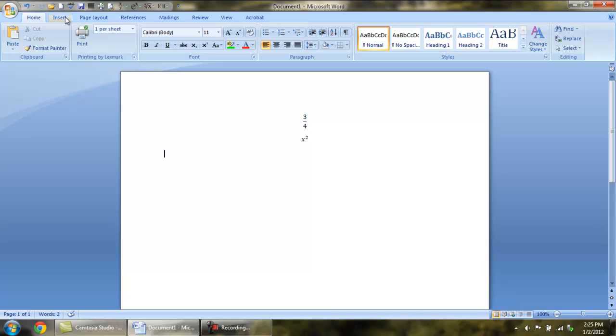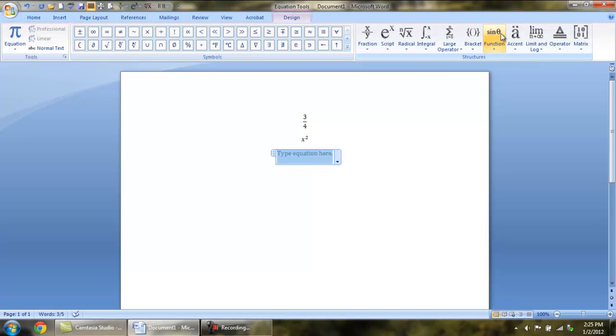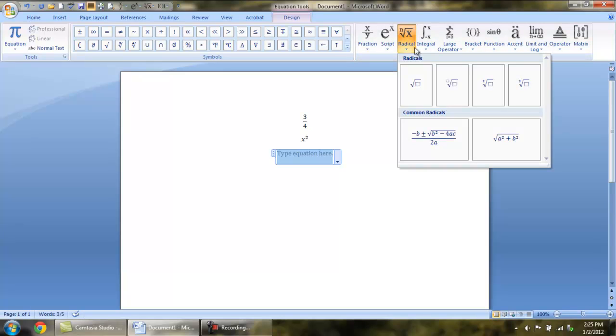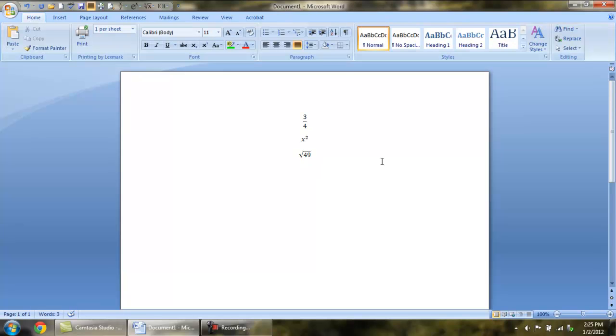Let's say we want to write the square root of 49. So we go to Insert and then Equation, go over to Radical and choose the square root, and then again we need to move our cursor to where the box is shaded blue, because that means now it's ready to input information there. So once we have 49, we can either right click out or you can use your arrow key.